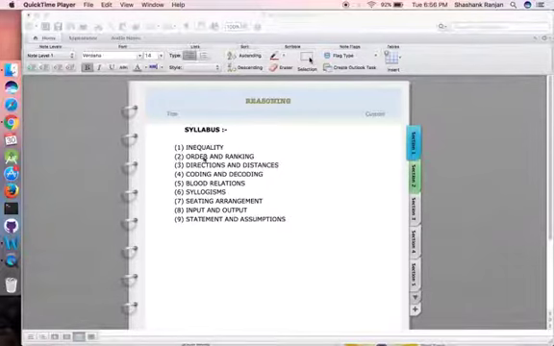The second topic is order and ranking, third is direction and distances, fourth is coding and decoding, fifth is blood relations, sixth is syllogism, and seventh is sitting arrangement. In sitting arrangement there are two sections: sitting arrangement and puzzle. The next is input and output, and the last is statement and assumptions. So this is the syllabus of the reasoning section.